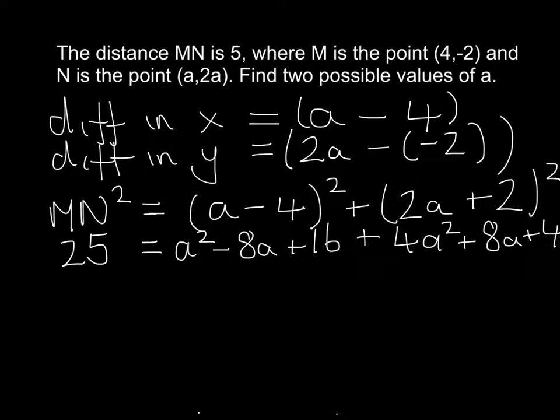Tidying that all up, we get 25 equals, let's bring all the a squareds together: 1a squared plus 4a squared leads to 5a squared. Let's look at all the a's. We have minus 8a plus 8a, which is simply 0, so they cancel out. And then I have the constants, the numbers: plus 16 plus 4 is plus 20.